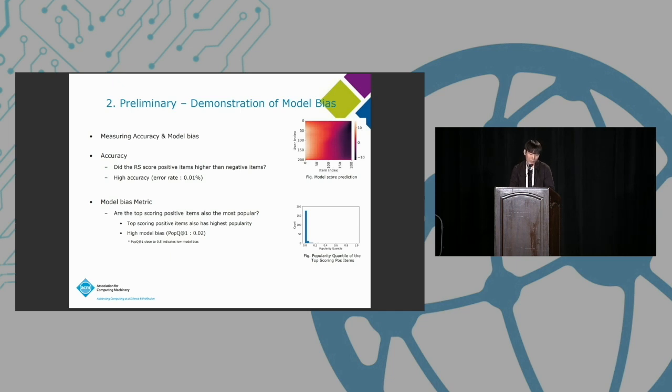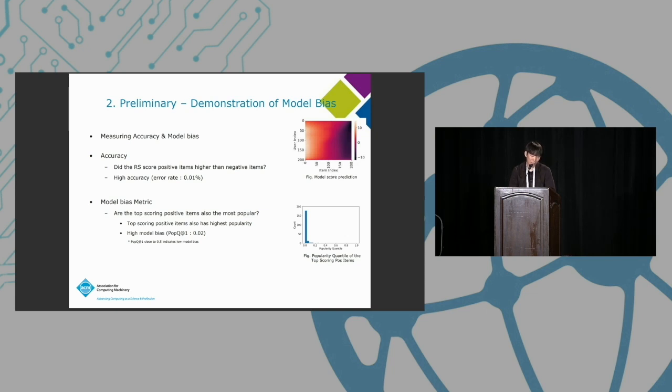To measure the accuracy and model bias more concretely, we compute accuracy by taking the average of how often the positive items score higher than the negative items for each user. And the measured accuracy was very high, with a low error rate of 0.01%.